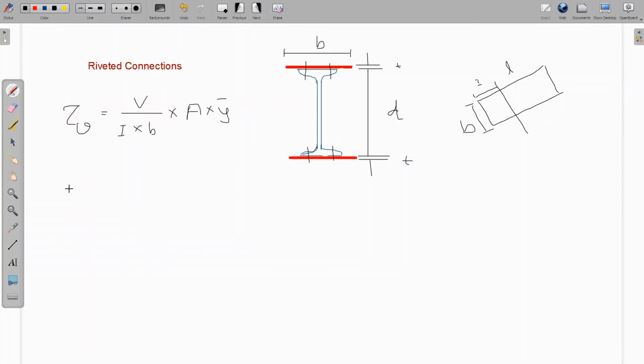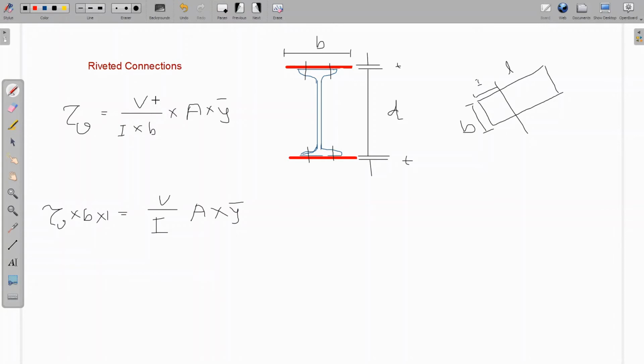So what will be the horizontal shear force? That will be shear stress multiplied by the cross sectional area per unit length. Similarly, if I multiply this equation on the right side, then what will it be? V divided by I, because b is there, so b gets cancelled, and 1 is multiplied, so it is left 1 into 1. Right?